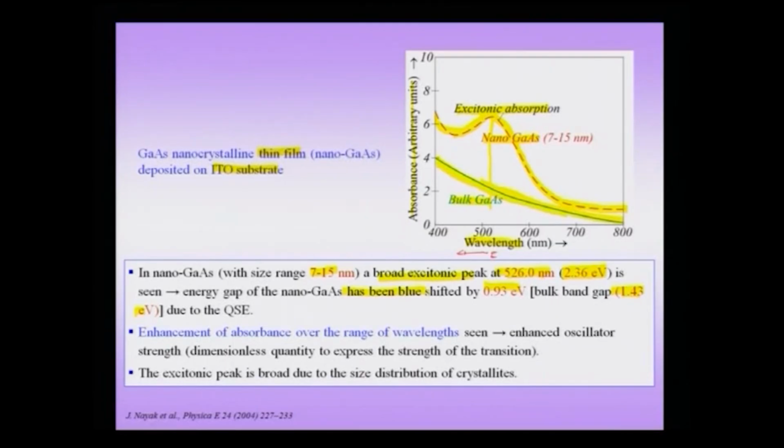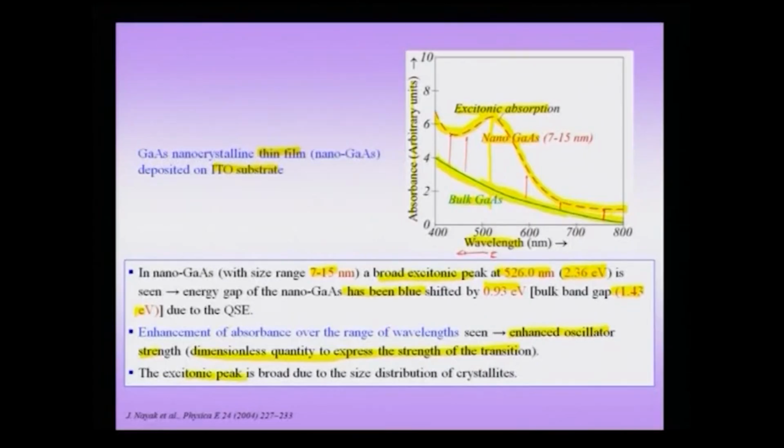An additional fact which is seen from this curve is that there is an overall increase in absorbance over the entire wavelength regime or the frequency regime in the case of the nano. That means the nano curve is shifted to higher absorbance values across the spectrum, and this is attributed to the enhanced oscillator strength, and oscillator strength is a dimensionless quantity to express the strength of the transition, and now we are talking about the transition from the valence band to the conduction band.